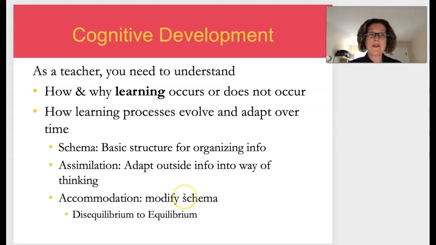Accommodation is when you have to modify your schema. So this is when you have to modify your schema in order to make sense of something that is new and different. So you're presented with a new situation in which you have no prior experience.